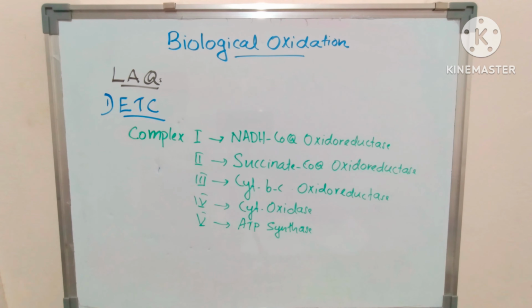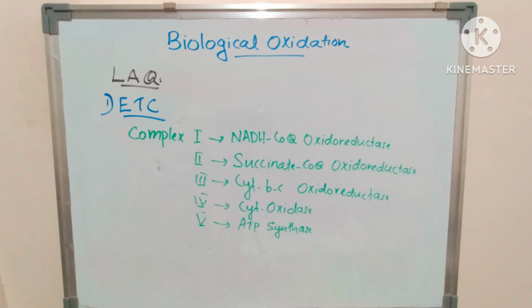Electron transport chain is a series of 5 complexes, that is 1 to 5, located in the inner mitochondrial membrane that couples redox reactions to produce ATP through oxidative phosphorylation. These complexes are complex 1, NADH coenzyme Q oxidoreductase or NADH dehydrogenase, complex 2 succinate dehydrogenase or succinate coenzyme Q oxidoreductase, complex 3 cytochrome BC oxidoreductase, complex 4 cytochrome oxidase, and complex 5 ATP synthase.